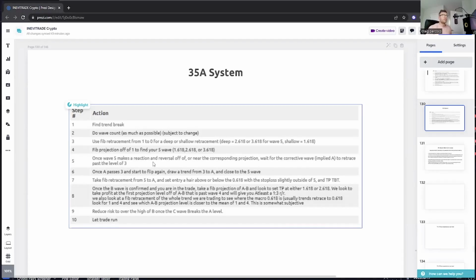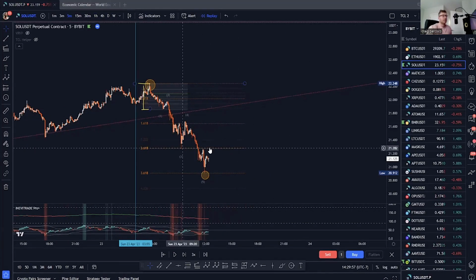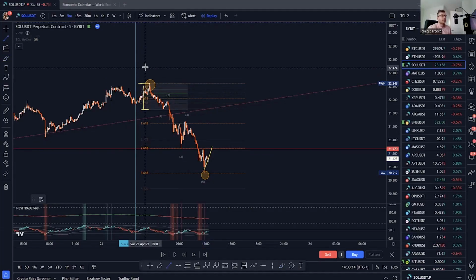Okay, so once wave 5 makes a reaction and reversal off of or near the corresponding projection, wait for the corrective wave implied A to reach past the level of 3. And that's exactly what I'm doing here. So when I set my alert at this 3 level, what I'm waiting for is the price action to breach this level. So once it contacts here, I need it to break above the 3, because essentially, if we boil it down to what we're really, really looking to happen, okay, we have a trend like this.